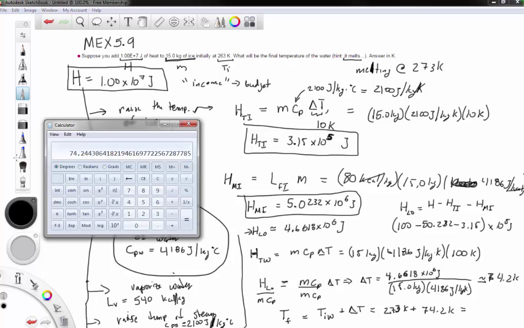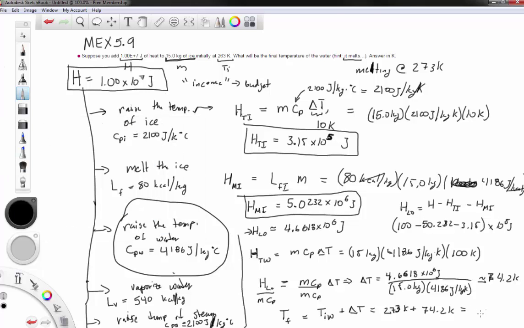So if you do that, plus 273, what you end up getting is 347 Kelvin. So this is roughly 347 Kelvin. I usually give a margin of error of plus or minus more than 1%. I think that my margin of error was plus or minus 5 Kelvin. So anything between 342 and 352 should have been correct.